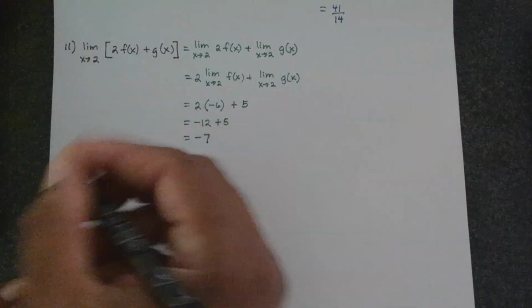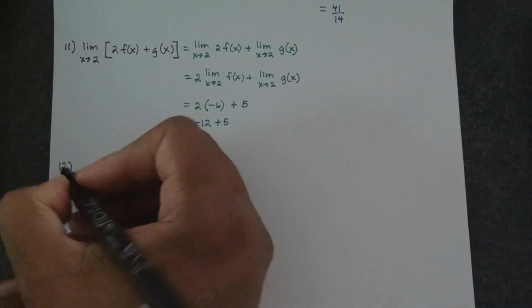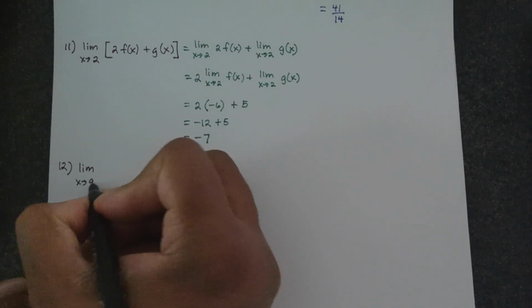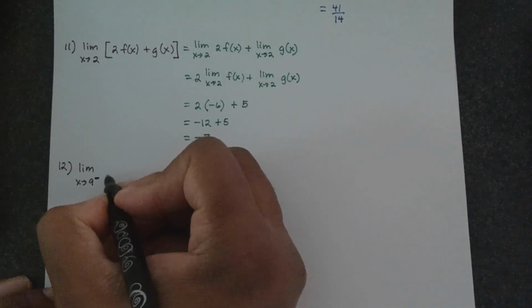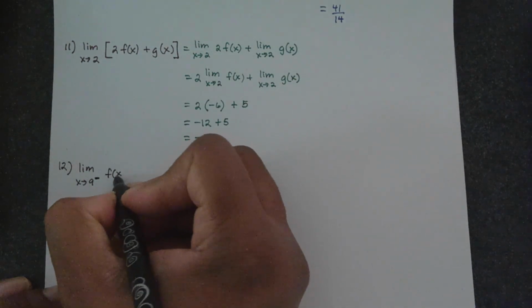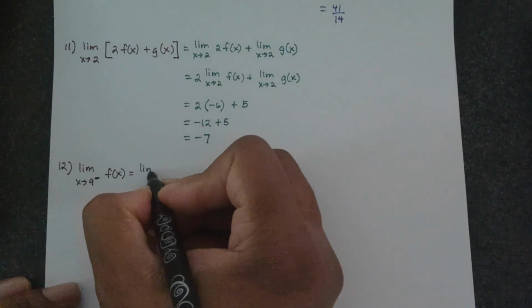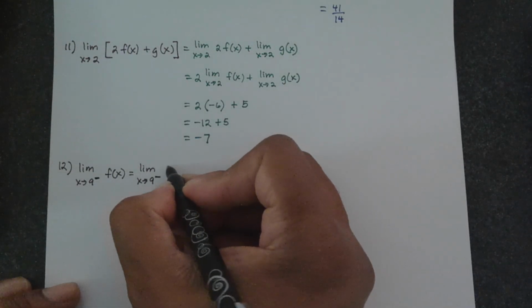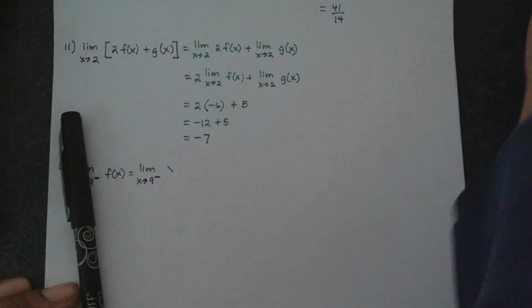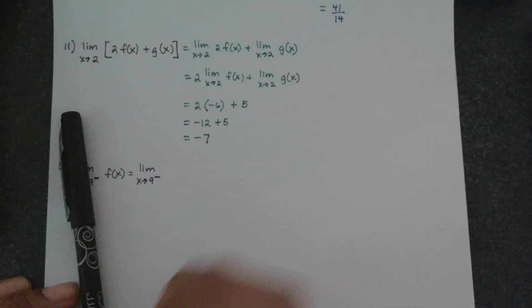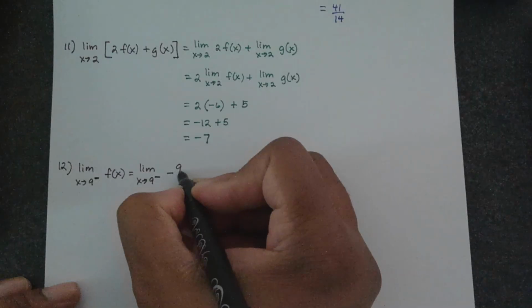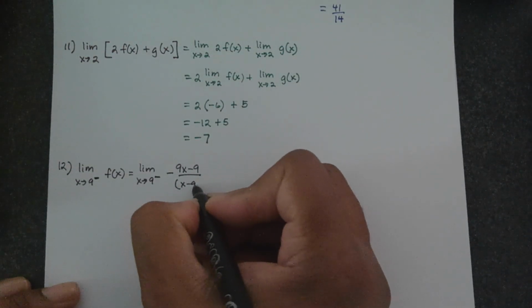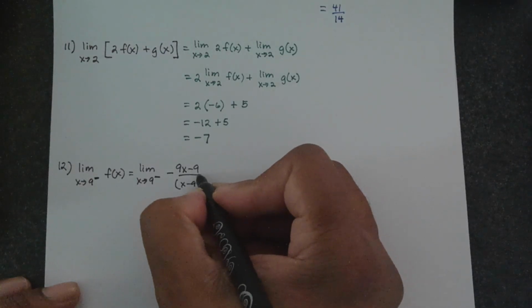Okay, let me pull this up. Here we're going to find the limit as x approaches 9 from the left of f of x. And of course, I'll just write this out. The limit as x approaches 9 from the left of f of x is negative 9x minus 9 divided by the quantity x minus 9 raised to the 4th power.